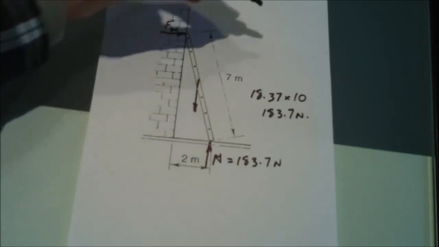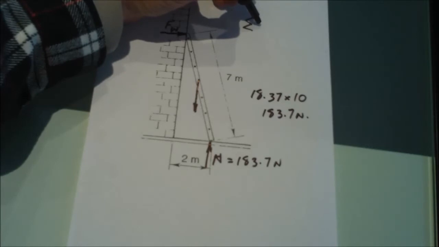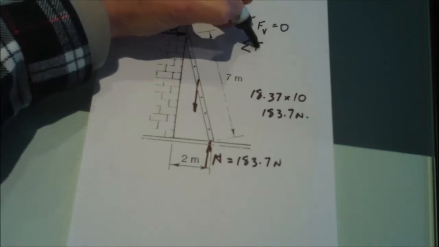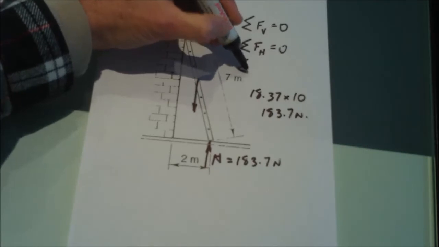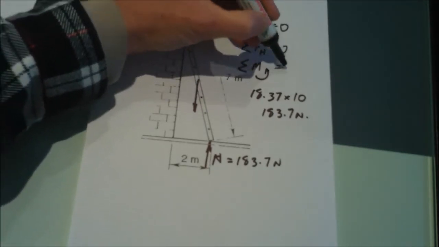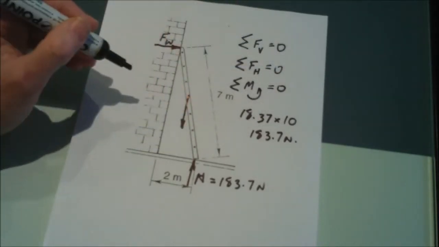And for equilibrium, remember that we learnt we have to have all of the forces balanced. In equilibrium, the sum of the forces vertically has to equal 0. The sum of the forces horizontally has to equal 0. And the condition that we've learnt recently is that the sum of the moments also has to equal 0. And those are the things needed to make that ladder stay where it is.